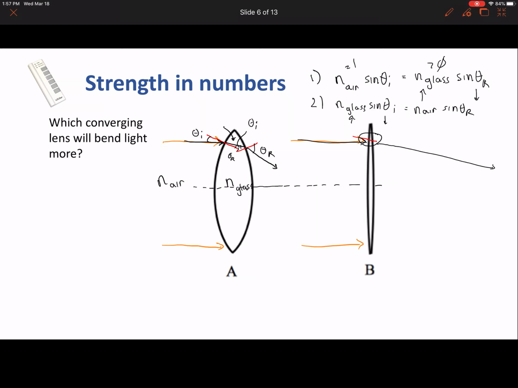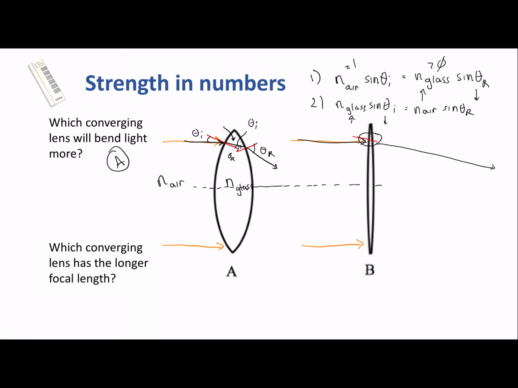The thicker the lens, the greater the curvature of the surface of the lens, the greater the angle between the normal and the incident light, the greater the angle of refraction. So which will bend light more? Lens A. And it all comes back to the nature of refraction. All right? Second question. Which converging lens has the longer focal length? So stop the lecture, go to the quiz, and see what you think.